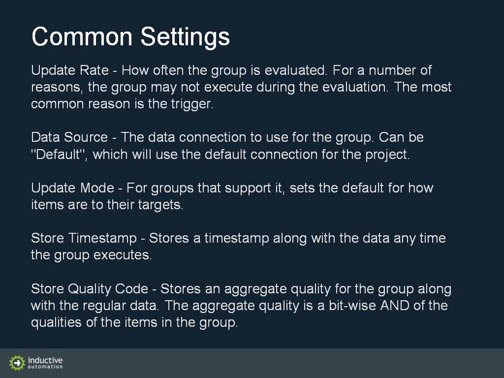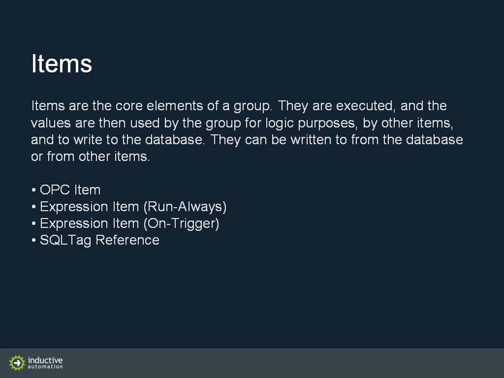So these are the common settings. The most important setting here to note is the update rate. And we're going to look at how the group actually executes. The update rate is how often that group is going to evaluate. So you can set it to say every 1 second. The group's going to try to do something every 1 second. And that something it's going to do is dependent on what you configure in that black box, if you will.